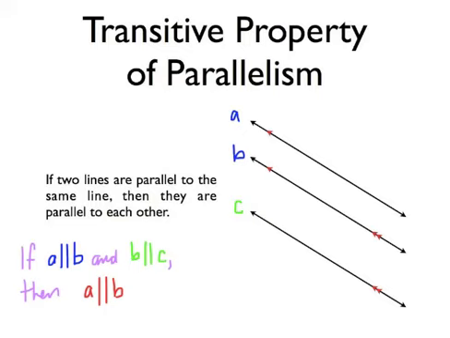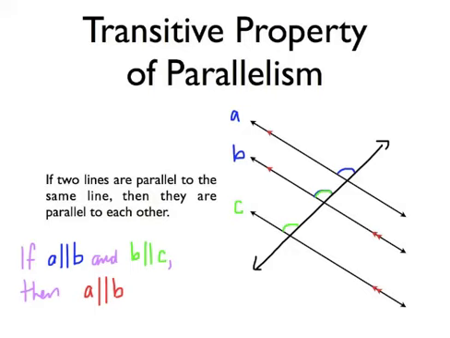Now, to prove this, we are going to, of course, introduce a transversal. I'm not going to actually do the proof, but I'm just going to walk you through it. You will notice that because line A is parallel to line B, the corresponding angles are congruent. Also, because line B is parallel to line C, the corresponding angles are congruent.